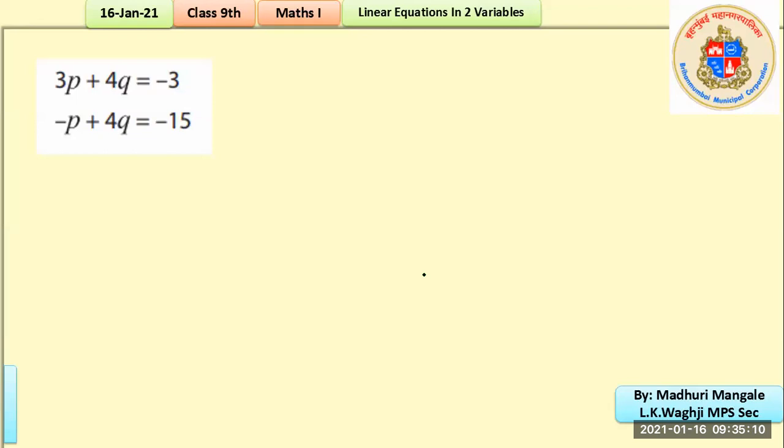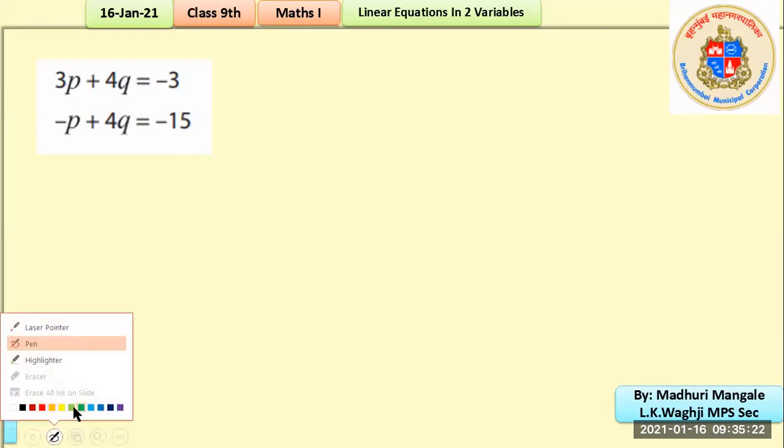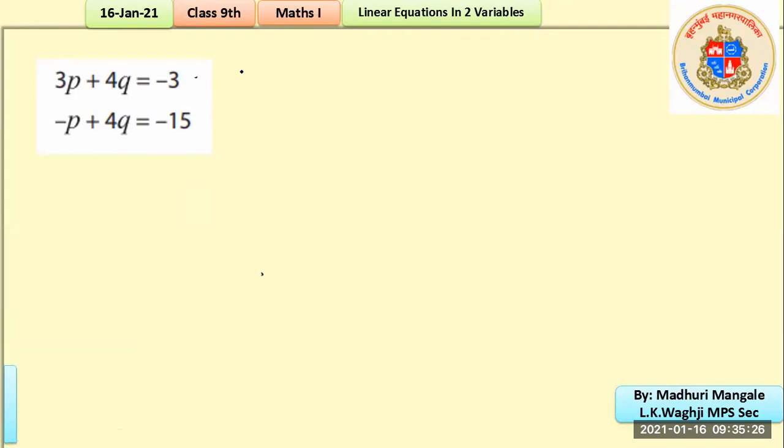Should we add or should we subtract to get rid of the q terms? So if we add, it will become 8q. If we subtract, it will get crossed out. So clearly here we have to subtract. So we write the step: subtracting equation 2 from equation 1. We need to number it. Let's say this is 1, this is 2.